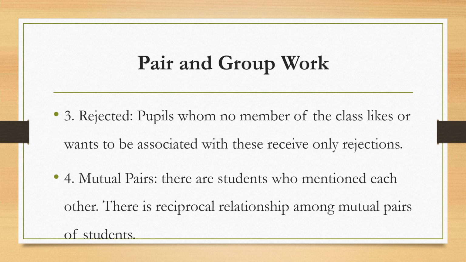Rejected: pupils whom no member of the class likes or wants to be associated with. These receive only rejection. Now, the rejected category is different from isolates. Isolates themselves don't want to socialize with others, but the rejected are those whom others don't want to get entangled with, because others are rejecting them. They want to socialize with others, but others are rejecting them. There are a few students who may not carry themselves very well, and that's why they are not so appealing for other students to have good contact with them.